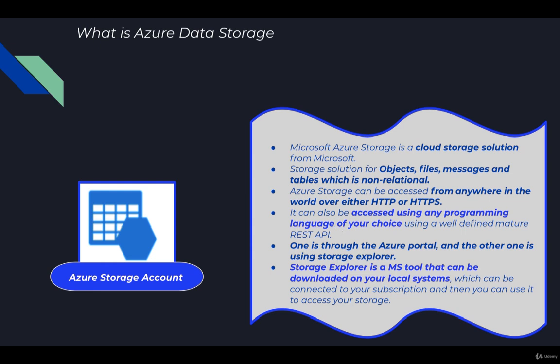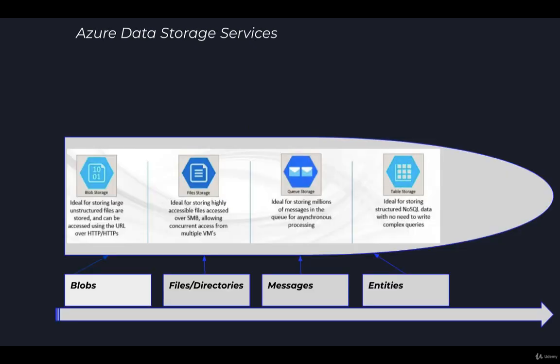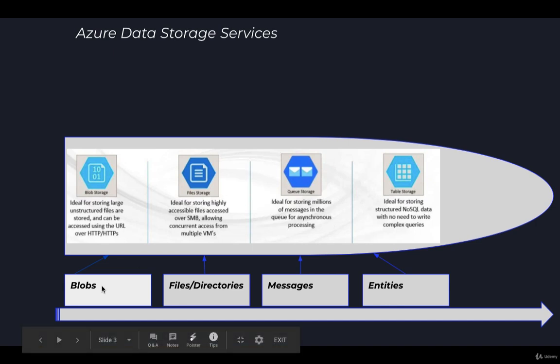I'll not go into the details of the options like LRS, ZRS, locally redundant, zone redundant, and geo redundant. If you're not aware of that, it would be good to follow the Microsoft website to study the different replication options. But what we'll cover in this lecture is the different storage types we have in a storage account. The first one is what we call blob storage.